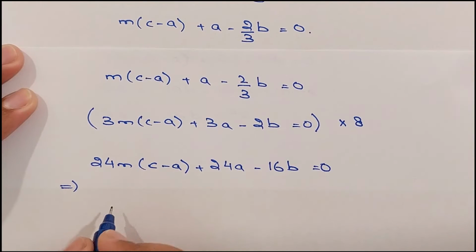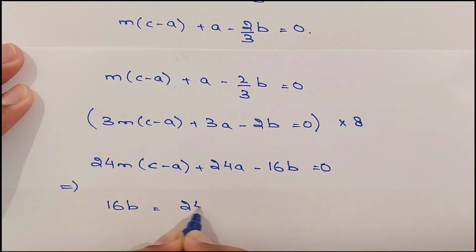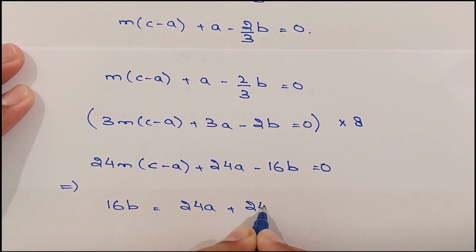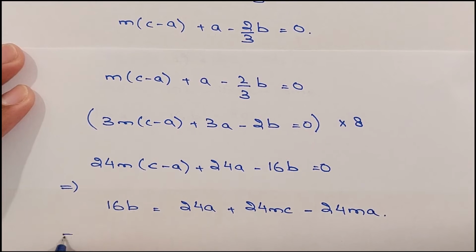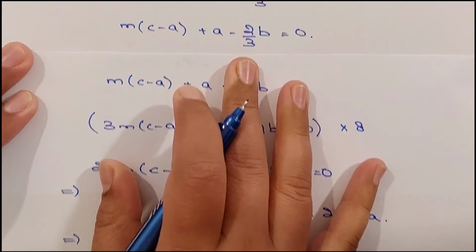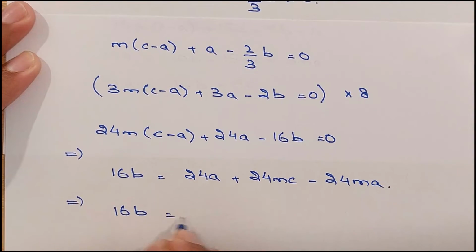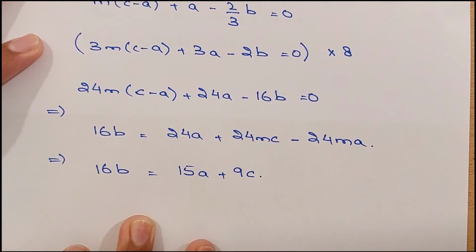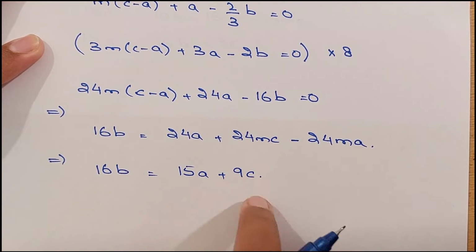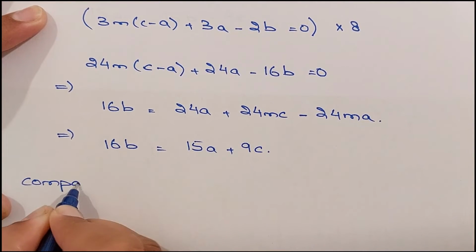Now let me compare both equations. Shifting 16B to the other side, it equals 24A plus 24MC minus 24MA. And from the given one, 16B equals 15A plus 9C. Now we can compare the A and the C, since both are in A and C. Now comparing coefficients.